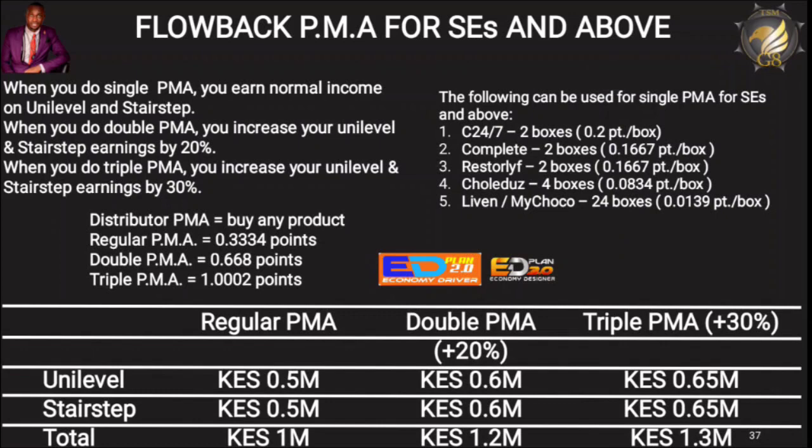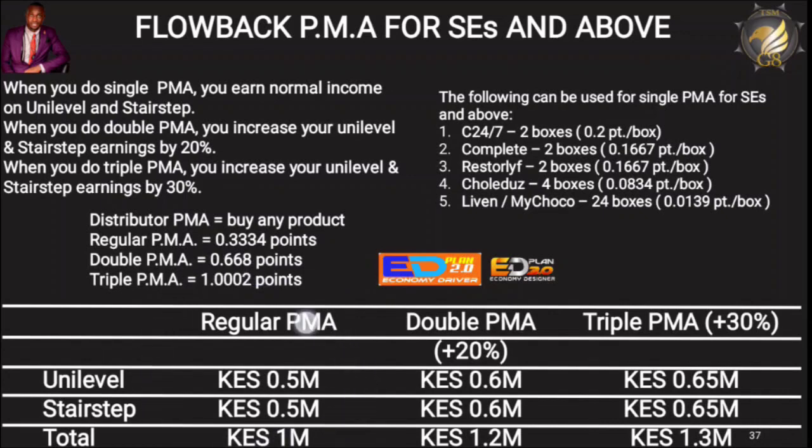Okay, now if you are just a distributor, you just buy like maybe 1 product for single PMA, 2 products for double PMA, 3 products for triple PMA. Regular PMA for people who have a rank is 0.33 points. Double PMA is 0.668 points. Triple PMA is 1.0002 points. That is how it is, okay?